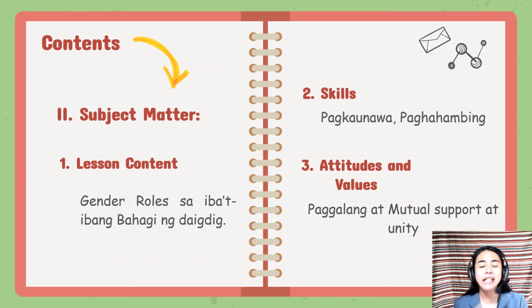Dito nasasanay kung paano nagagamit ang mga skills ng mga mag-aaral. Ang pangatlo ay ang attitude and values. Sa attitude and values, dapat ay paggalang at mutual support at unity. Matutunan ito dapat ng mga estudyante: ang paggalang, kung ano ang mutual support, at kung paano kahalaga ang unity.